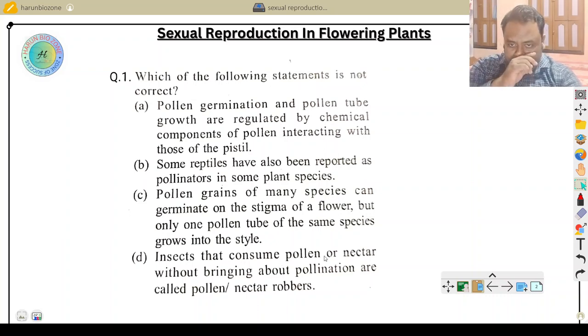Option D: Insects that consume pollen or nectar without bringing about pollination are called pollen or nectar robbers. Okay, insects like honeybees that consume pollen or nectar without bringing about pollination are called pollen or nectar robbers. So the not correct answer is C. This is the answer. Let me explain this question properly.